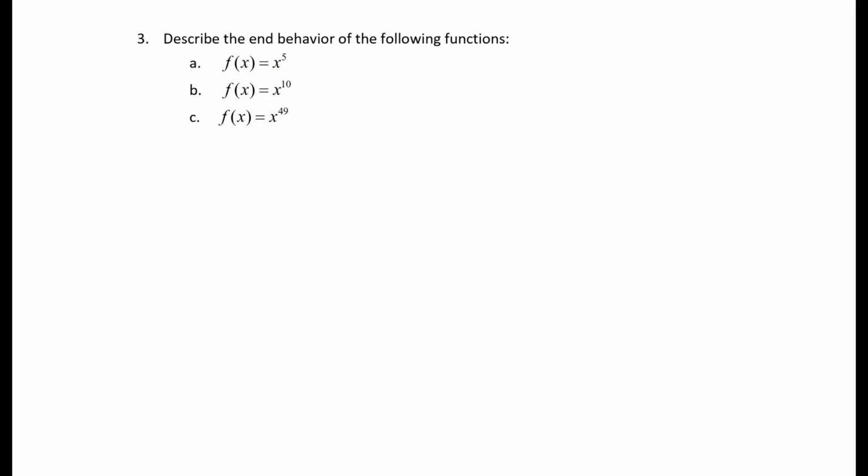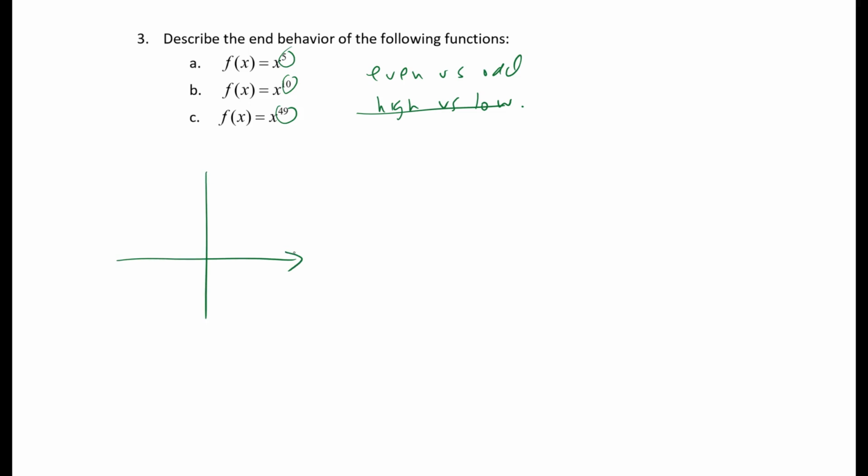Hopefully you got the gist of this by now. This is: describe the end behavior of the following functions. I'm just going to do this graphically. Now all we have to do is look at this exponent, and look at whether it's even versus odd and whether it's a high versus low number. Actually, we don't even need that for the end behavior. We just need even versus odd. So the odds are going to look like disco functions.